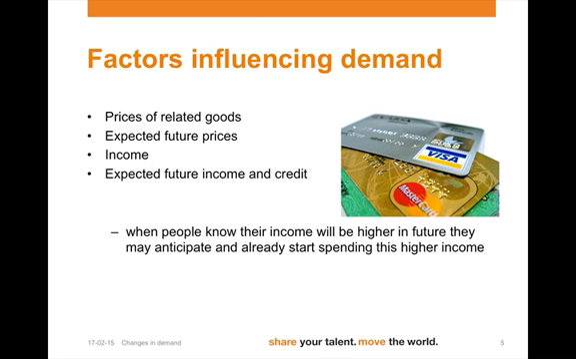This also applies to the fourth factor, expected future income or the availability of credit. If people anticipate that their income will be higher or that they have access to credit, they may anticipate on this increased income or availability of credit and start spending today. This could lead to an increase in demand.